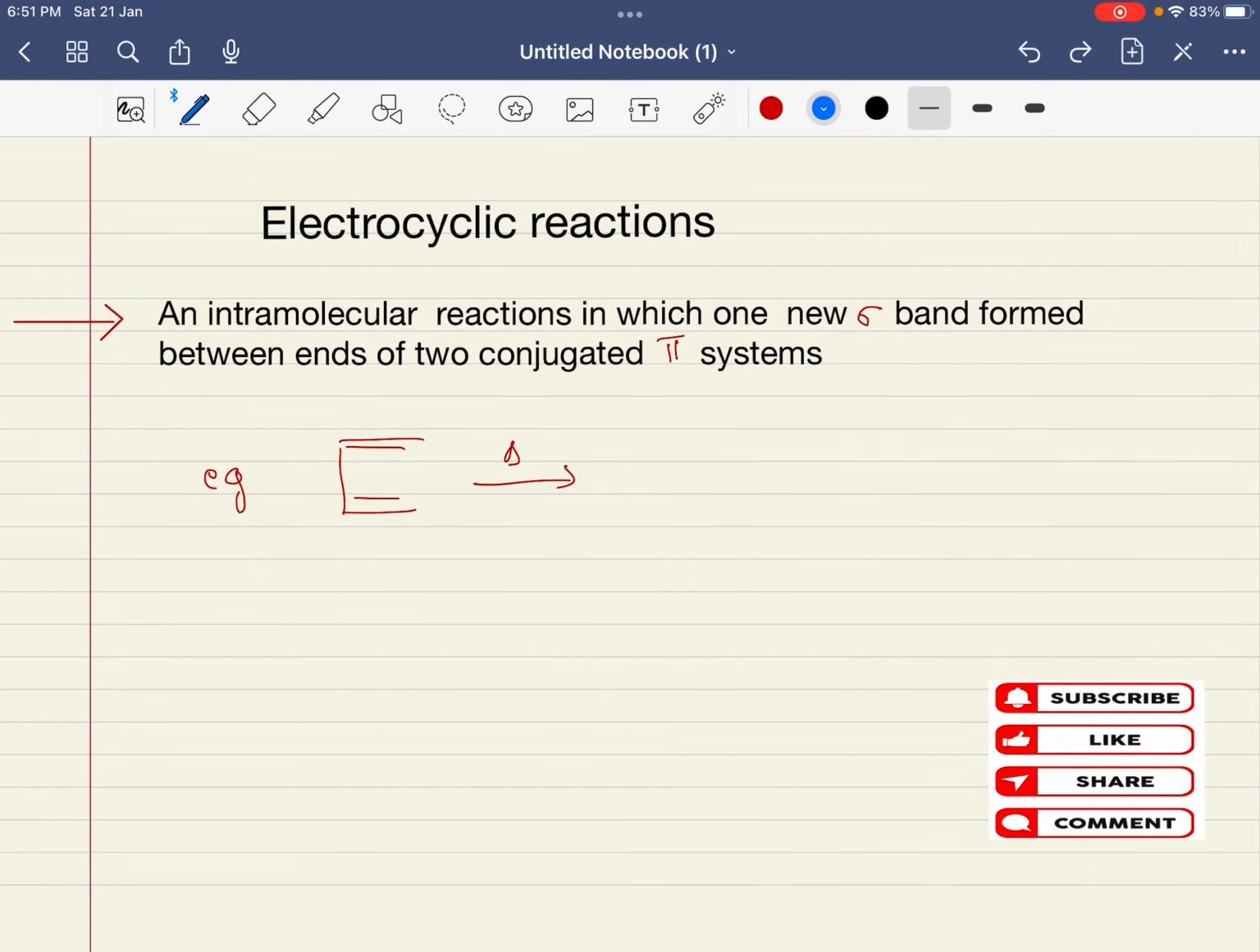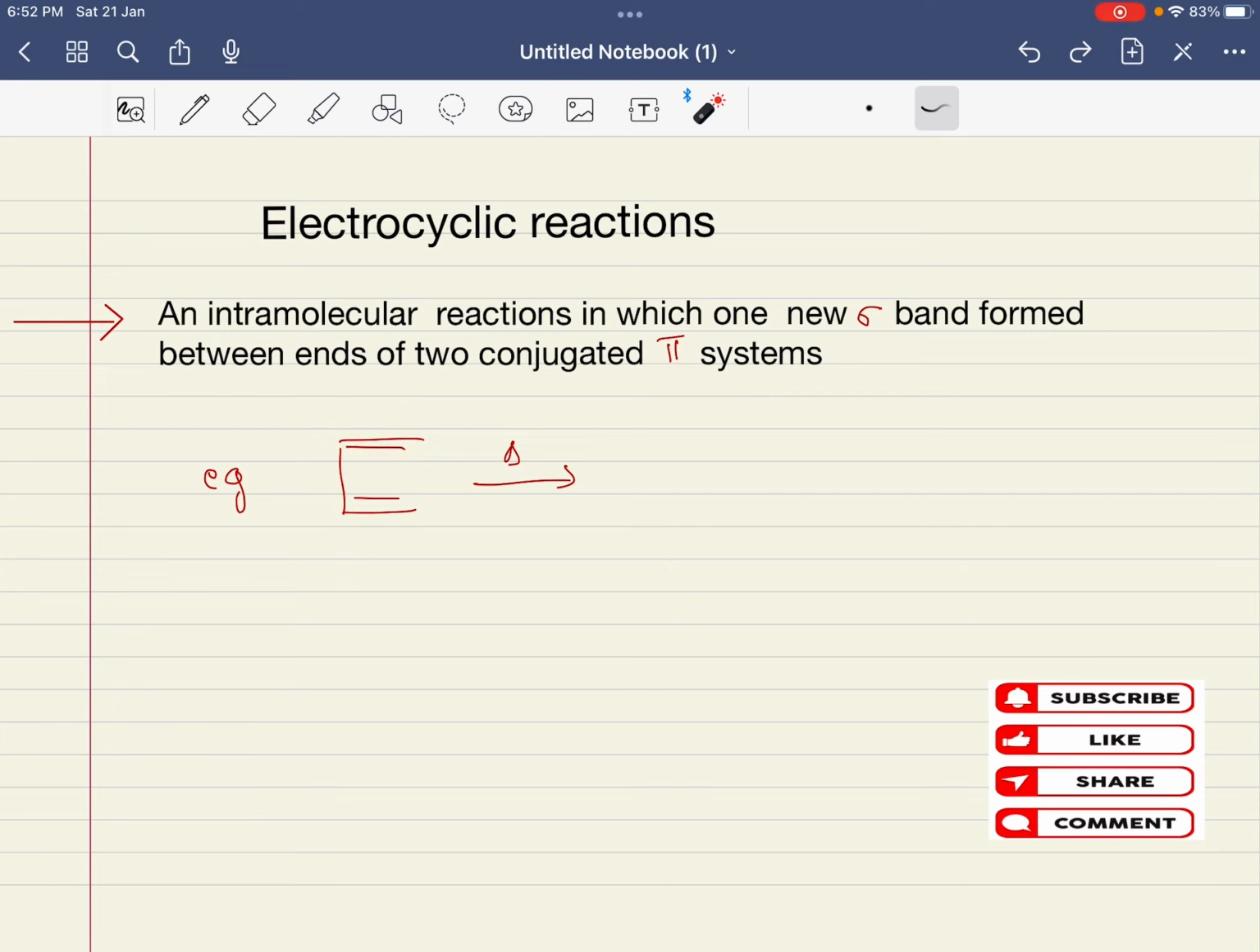Hi guys, in this video we'll see electrocyclic reactions. Electrocyclic reactions are intramolecular reactions in which a new sigma bond is formed between the ends of a conjugated pi system. First thing is these are intramolecular reactions, and the second thing is a new sigma bond will be formed between the ends of this conjugated pi system here.